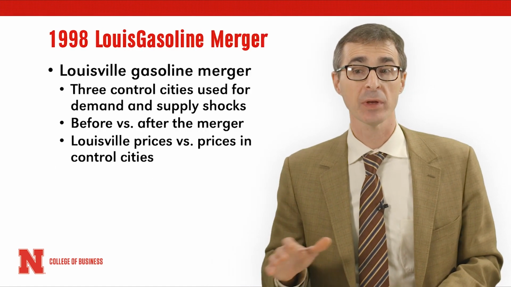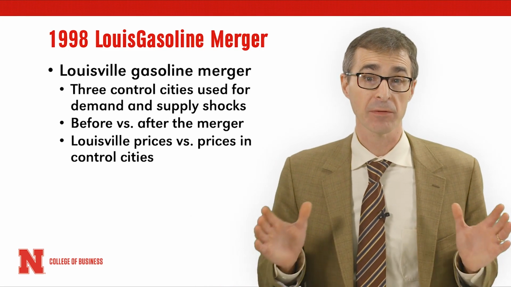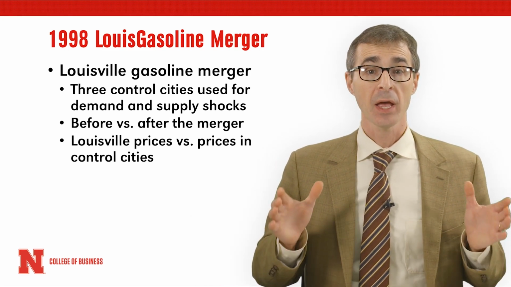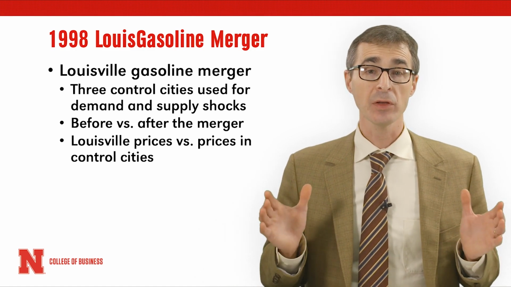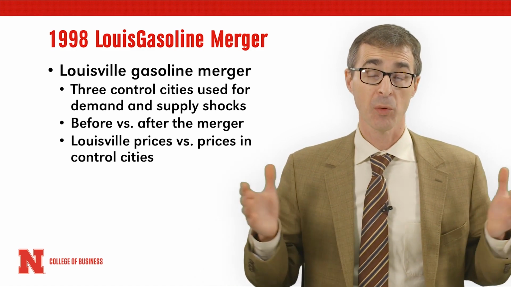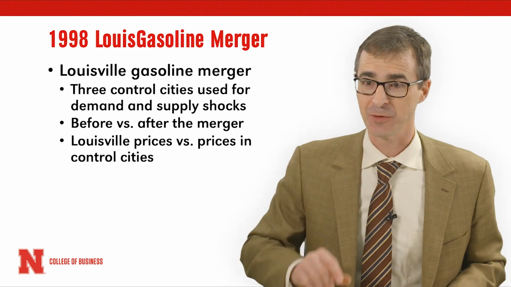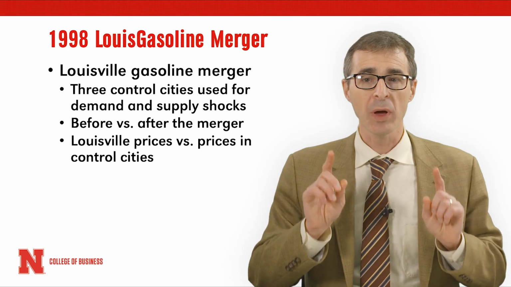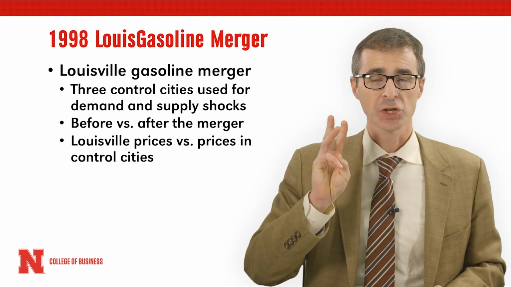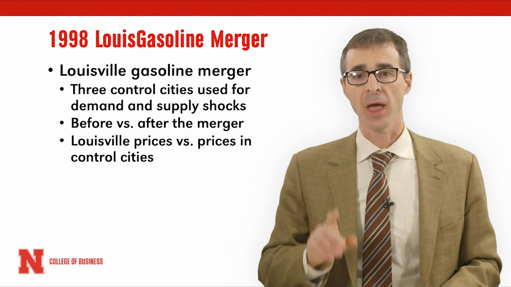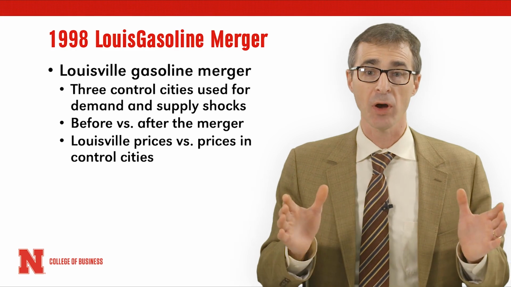Natural experiments can be useful in many different economic contexts. For instance, in 1998, the Federal Trade Commission was looking at a merger in the Louisville, Kentucky area, a gasoline merger. And they used their own version of the difference in difference estimator. They made a slight change to the diff in diff estimator. And what they did was they looked at three control cities: Houston, Chicago, and Arlington, Virginia. And they used these to control for changes in supply and demand across different cities.